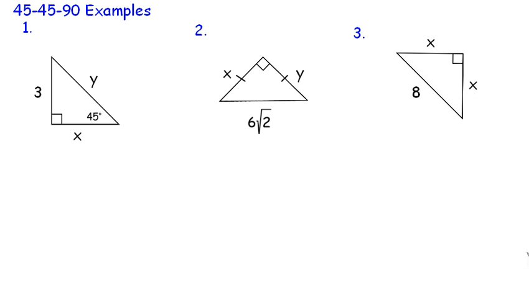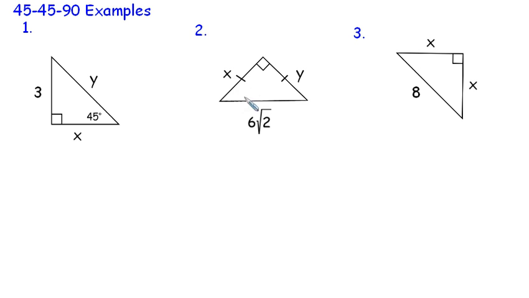So I've laid out 3 examples for us to look at today. The first one, the length of a leg is given, and we're looking for the length of the other leg and the length of the hypotenuse. And of course this is a 45, 45, 90 because we have a right angle, a 45-degree angle, and the one remaining would have to be 45 degrees.